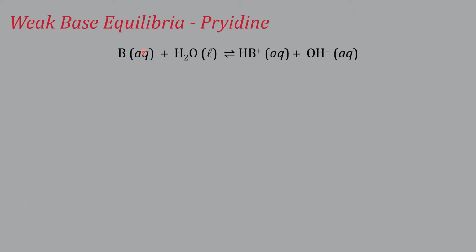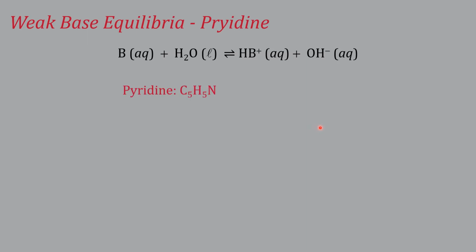And so the base, generically B, will take a proton from water. It will take a proton, so the formula goes up by 1 hydrogen and the charge goes up by 1. And the water, once it has given the proton away, ends up as hydroxide.